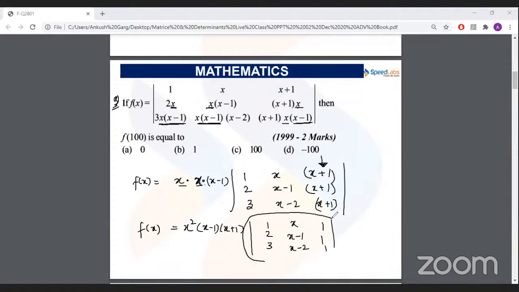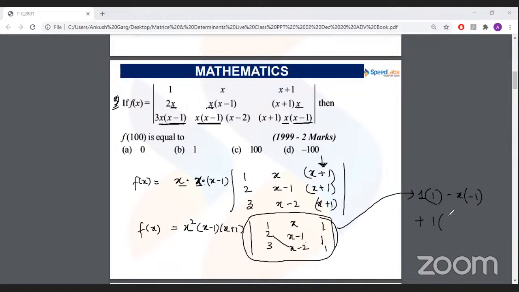Now you can clearly see this determinant is very simple to solve. Okay, so you can perform operation to make two zeros over here, or you can directly expand it also. Directly भी इसे expand कर सकते हो, बहुत बड़ा नहीं आने वाला है. So let's directly expand it. So 1 into x minus 1 minus x minus 2. So I hope you can clearly see that will be 1 minus x into 2 minus 3, that will be minus 1, plus 1 into 2x minus 4 minus 3x plus 3, right?